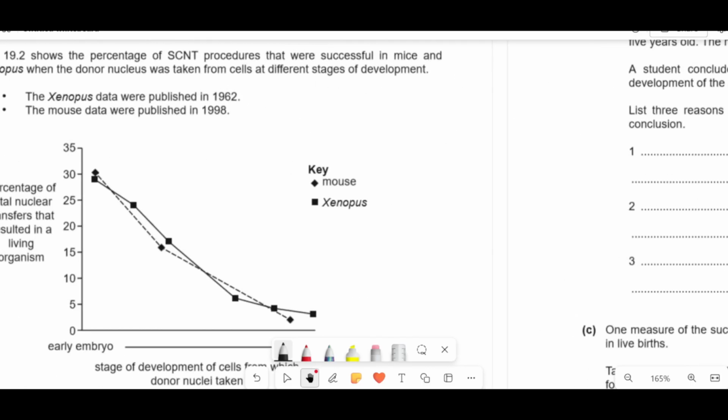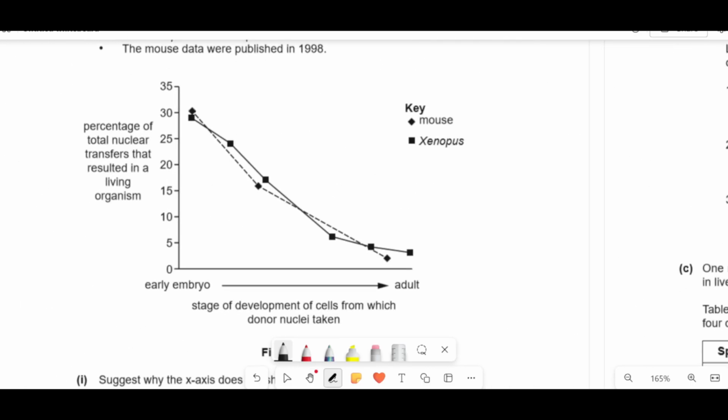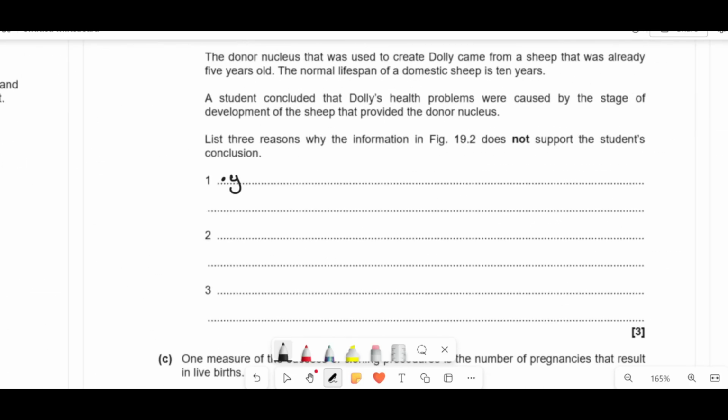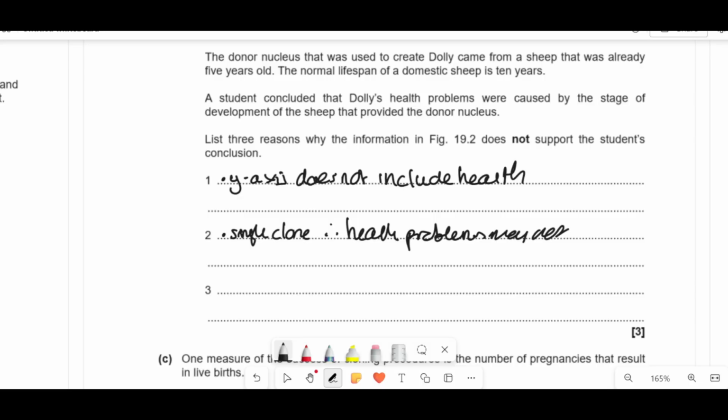So already I can say that we have no idea what their health is like. Literally all it says is alive. So the y-axis does not include the health of the organism. As well as that, we have one singular story that they're basing it off of, right? So it's a single clone. We need to say what the purpose of that is, the why. Therefore, the health problems may not be due to cloning, right? Like maybe he ate some dodgy grass or something, things like that.